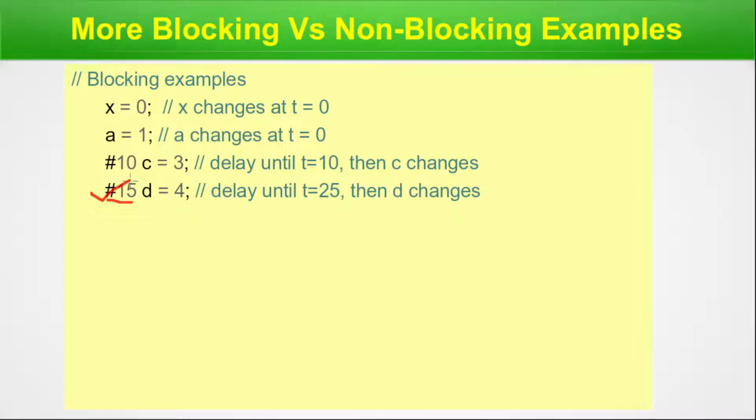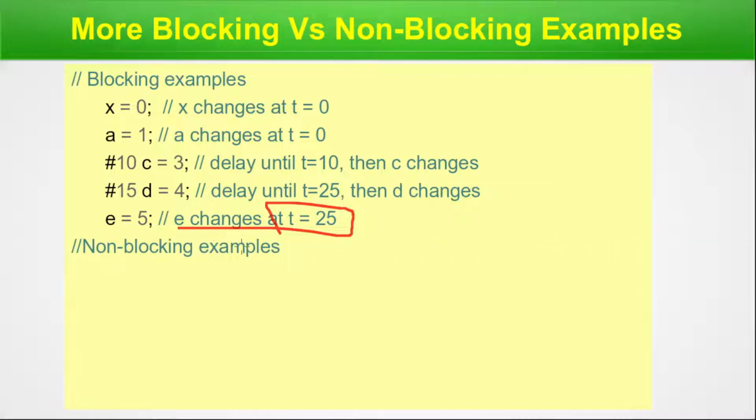Here the 15 delay units are placed in front of D and it is assigned 4. So delay until 25 time units and then D changes. Just to make you understand, this doesn't mean this is at t equal to 15. This is 10 and this is 15. So if you see, 10 plus 15 is 25. So it is added. Once you move from here, it is added. So these are adding timing spaces. Equal to 5, E changes at time t equal to 25.